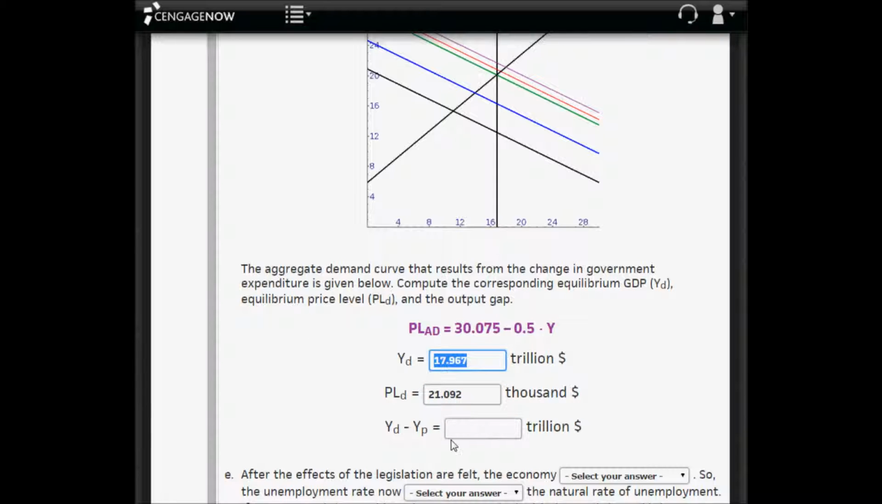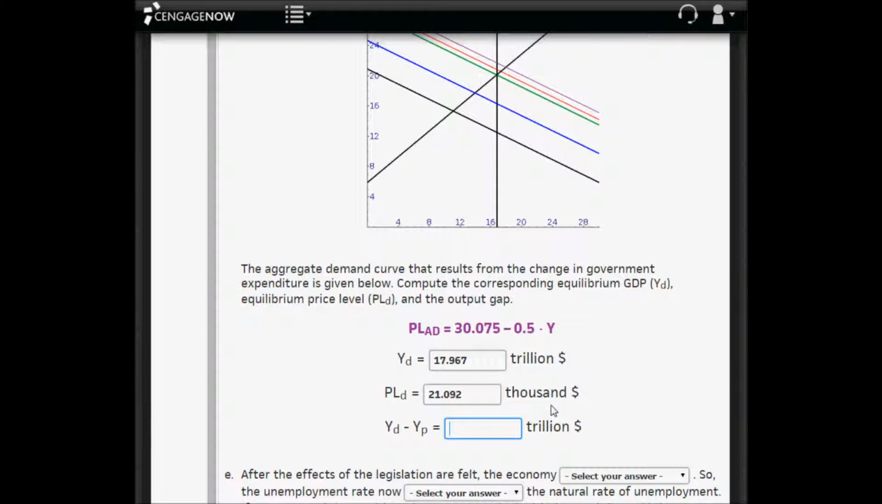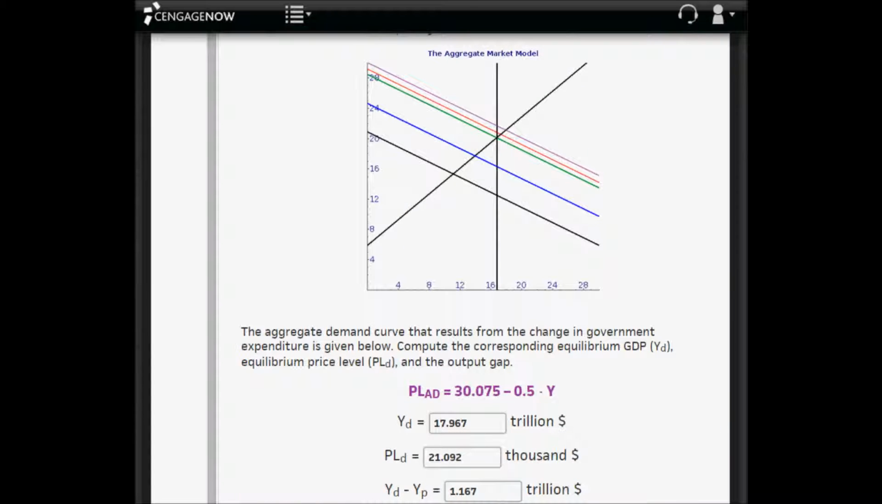The output gap is the difference between what GDP is and potential. So GDP is now 17.967 and potential is 16.8. So the gap now is $1.167 trillion. So the lag in fiscal policy creates a huge inflationary gap of $1.167 trillion.